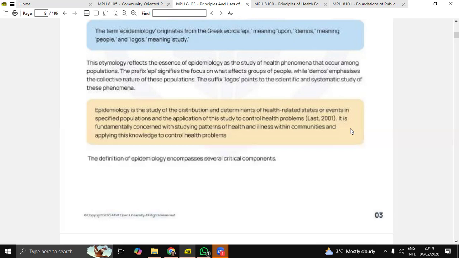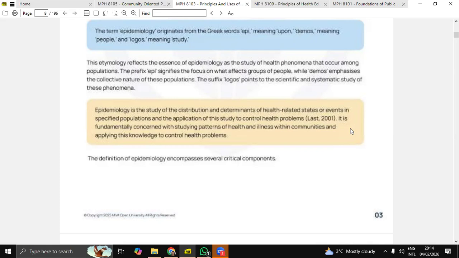That's distribution. Then when we're talking about determinants, we're talking about all the factors that can affect health, like social factors, economic factors, level of education, etc. So we've said epidemiology is the study of the distribution and determinants. We've established those two parts of the definition. Study is a study first. Then what are we studying? Distribution and determinants. Okay.